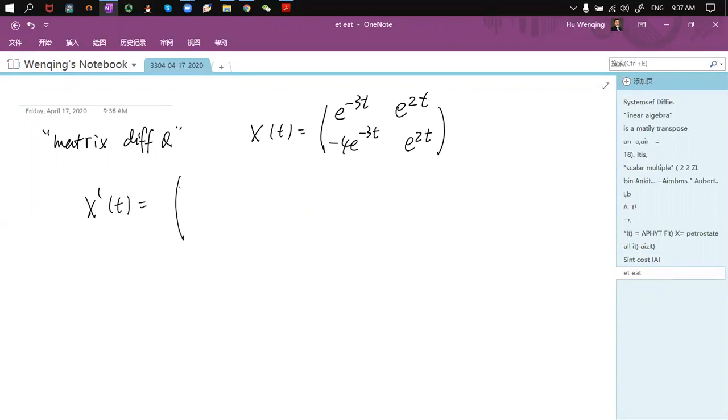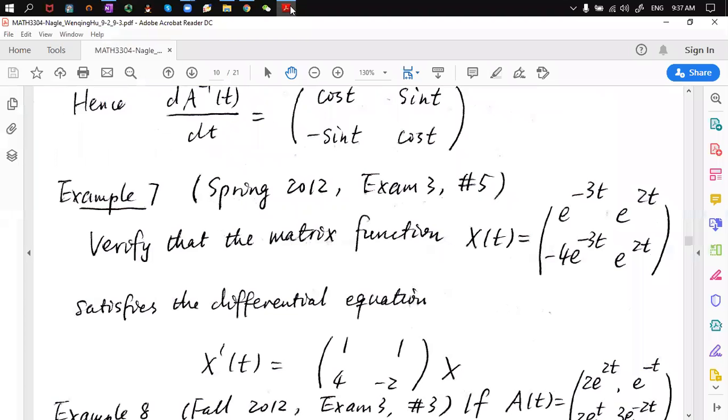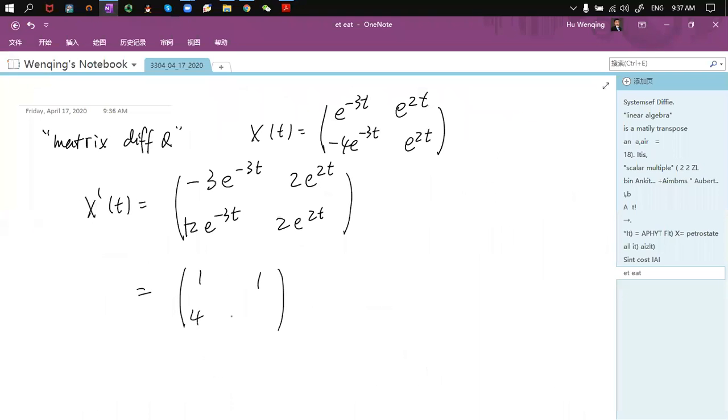And what is x prime of t? It's minus 3 e power minus 3t, 2 times e power of 2t, minus 4 minus 3, so that's like a 12. 12 e power minus 3t, 2 times e power 2t. How are you going to rewrite this matrix? Well, we're going to write everything as 1, 1, 4, minus 2. Just multiply by x itself. E power 3t, e power 2t minus 4 times e power 3t, e power 2t.